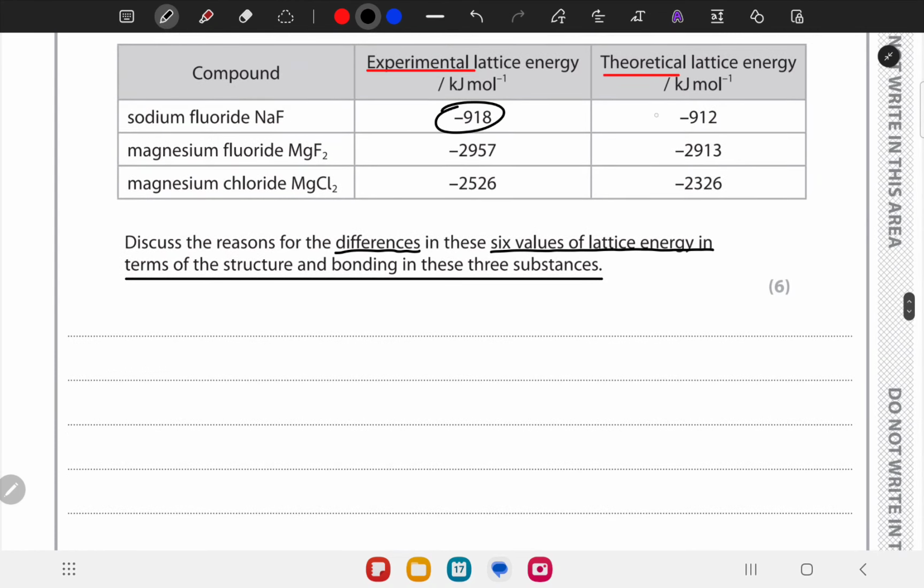For the first pair of values, the theoretical and experimental values are almost the same. In the second pair of values, the experimental value is slightly more negative than the theoretical value. And in magnesium chloride, the experimental lattice energy is significantly higher than the theoretical one. We have to explain the differences.